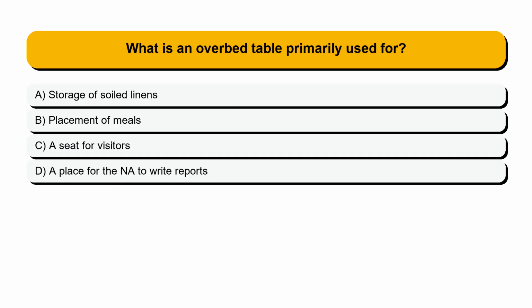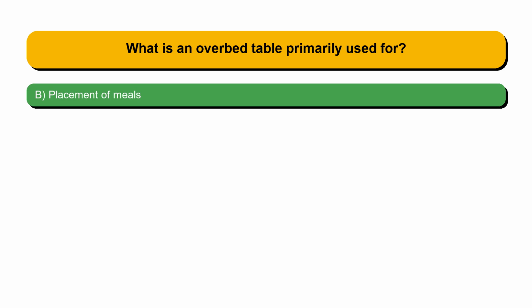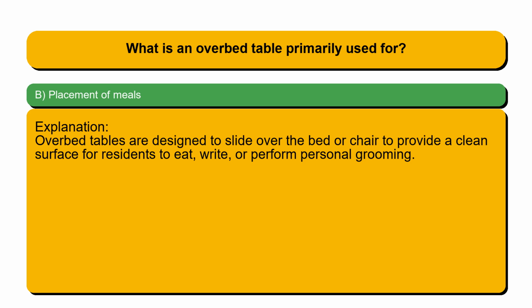Question 7. What is an overbed table primarily used for? Option A. Storage of soiled linens. Option B. Placement of meals. Option C. A seat for visitors. Option D. A place for the NA to write reports. The correct answer is option B. Placement of meals. Overbed tables are designed to slide over the bed or chair to provide a clean surface for residents to eat, write, or perform personal grooming.